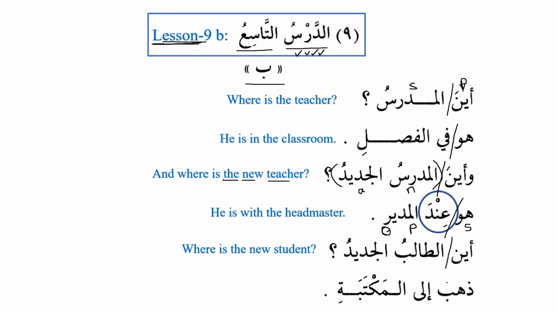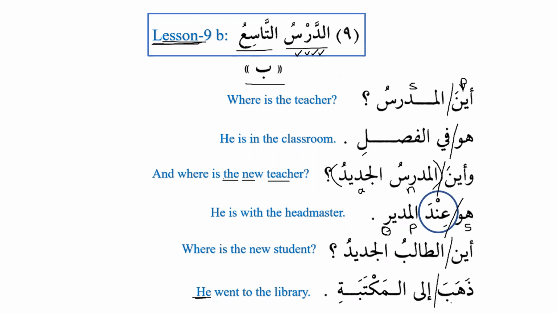Now we have introduction to the verb over here. Dhahaba, he went. Ilal maktabati, to the library. He went to the library. So dhahaba has an inbuilt pronoun inside it. If you look at the translation in English, it says he went to the library. So where does he come from? Basically, there is a hidden he inside it. And when we say dhahaba, it will always be translated as he went ilal maktabati, to the library.